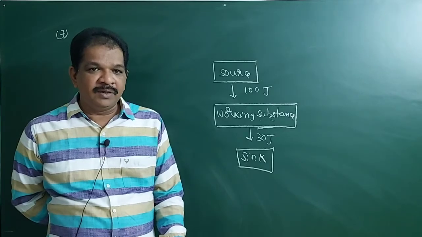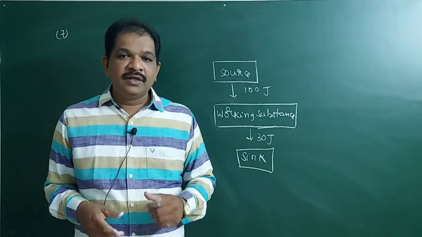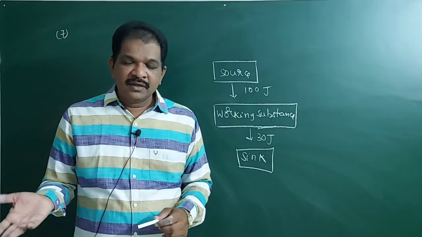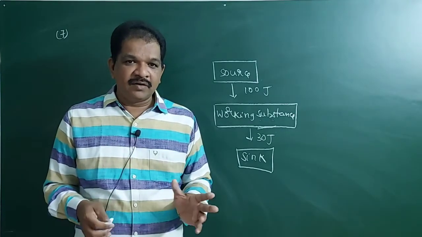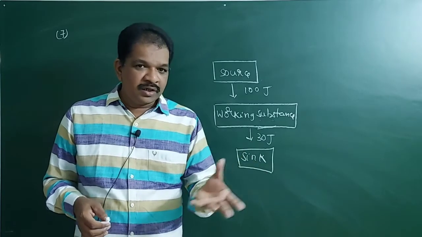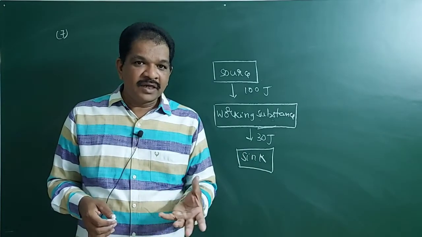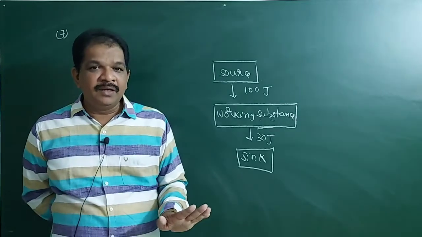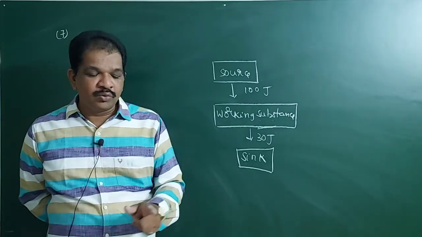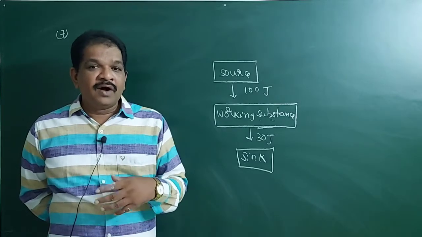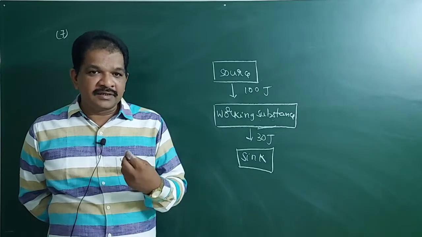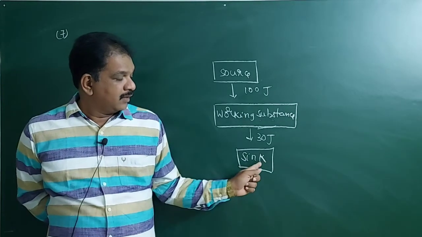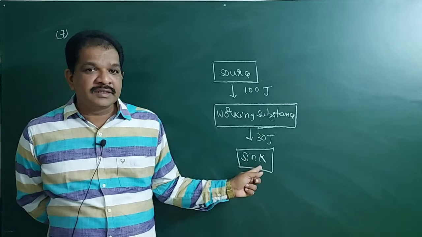Here the sink will be the surroundings. In that bike example, what are the surroundings? Surroundings will be the sink. What will happen? If you touch the silencer when the bike is running, it will be hot. Through the silencer, the heat energy that is not converted into mechanical energy will be sent to the sink.